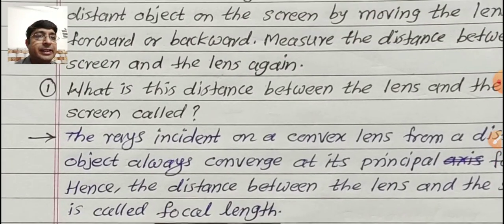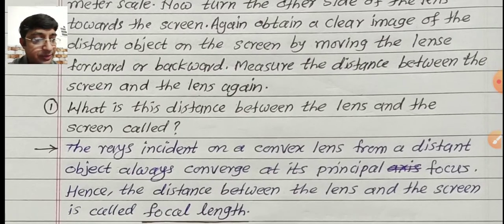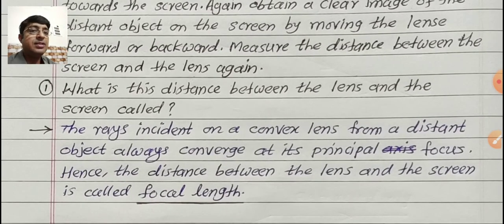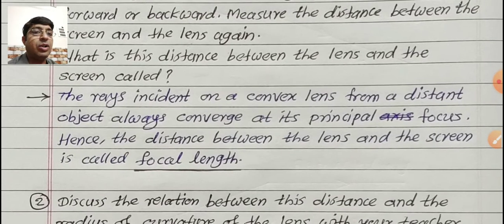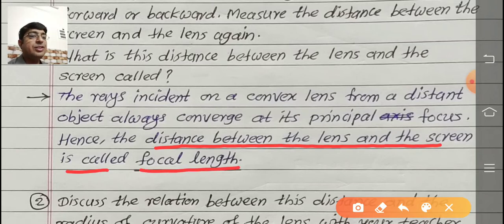So this is our activity. Some questions are given for us on the next page, number 82. So what is that first one? Check that. First question given for us: what is this distance between the lens and the screen called? The answer to that question is: the rays incident on a convex lens from a distant object always converge at its principal focus. Hence, the distance between the lens and the screen is called the focal length.